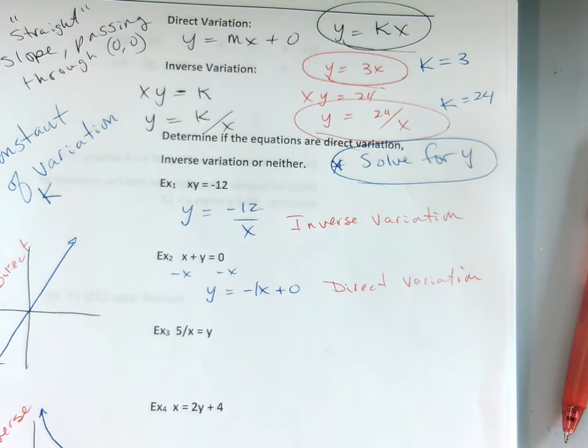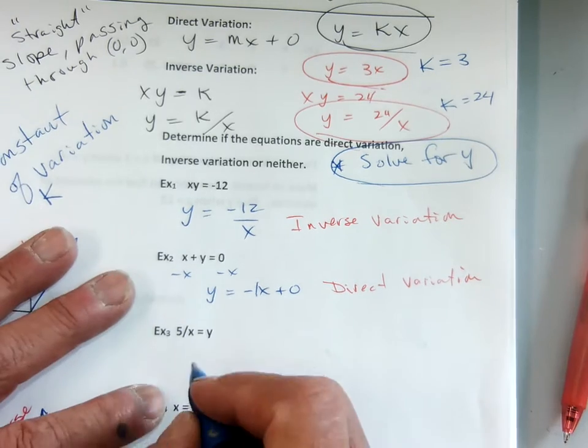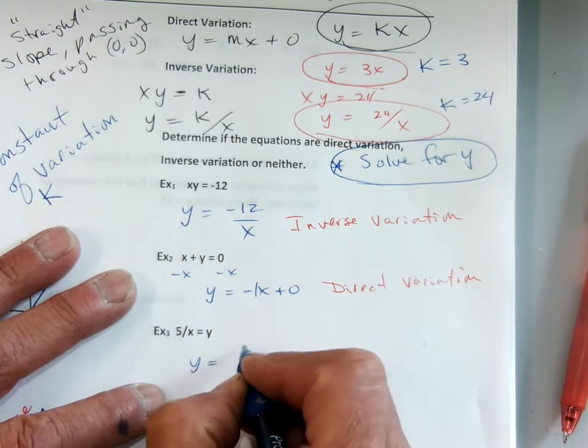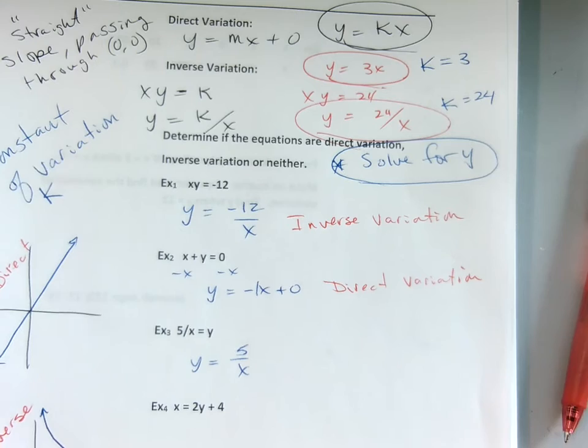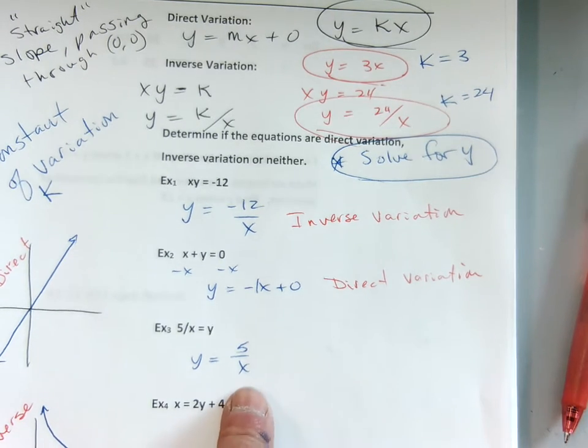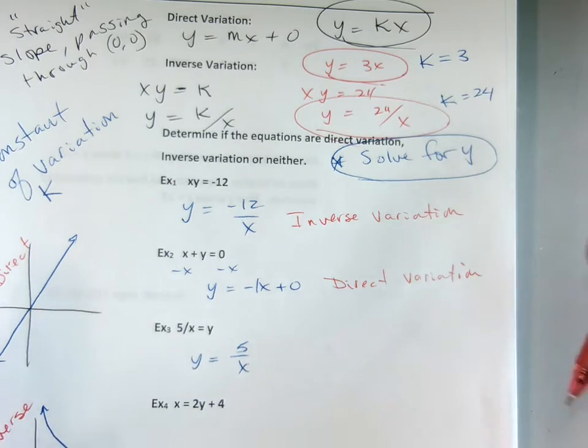Number 3, it already says y equals. Might be backwards, right? It's already solved for y. I might rewrite as y equals 5 over x. Same equation, right? That didn't trick me too badly, but which one is this one? Inverse. It is inverse.